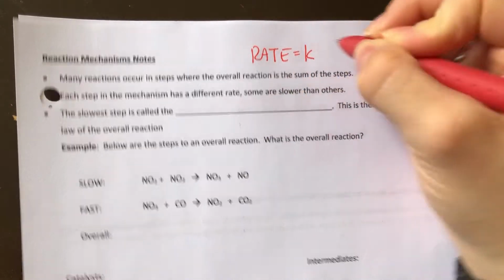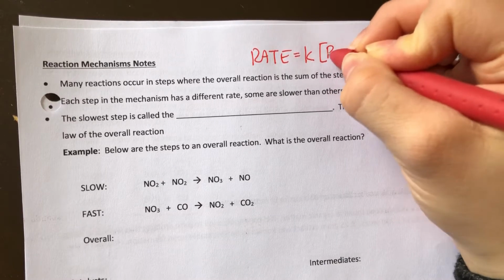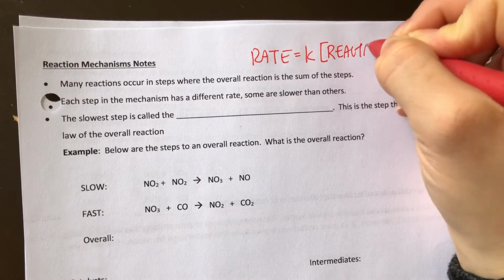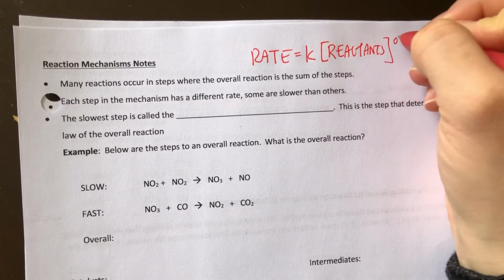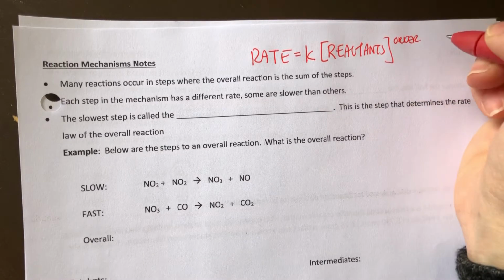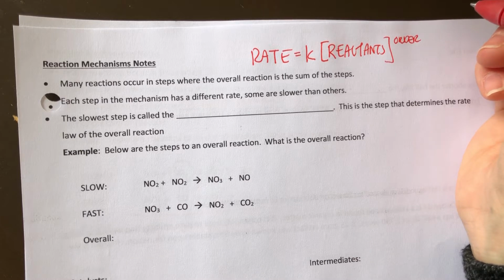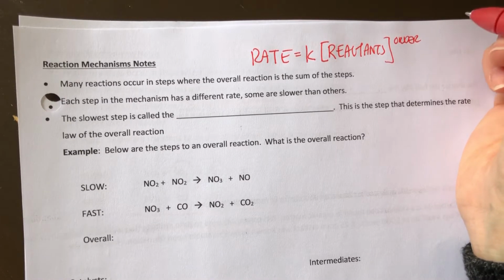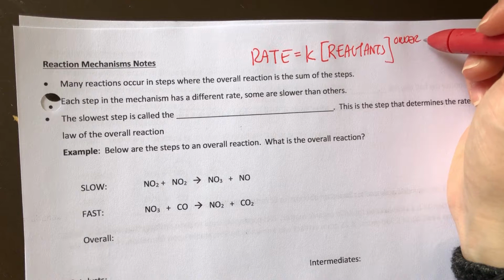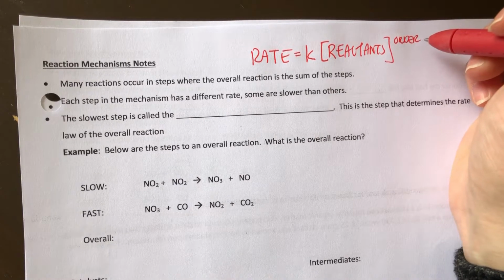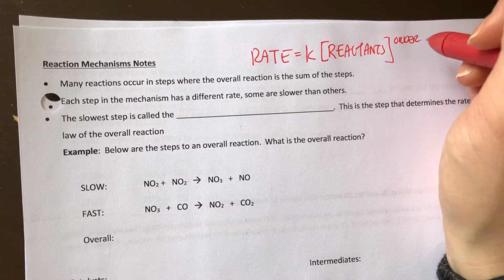Remember how we write the rate law expression where rate is equal to k times the concentration of reactants raised to whatever order they are, and their order is how their change in concentration affects the rate. And I give you the reaction, but the coefficients in the reaction mean nothing for the order. The order has to be experimentally determined. Well, we're going to figure out exactly where that order comes from.